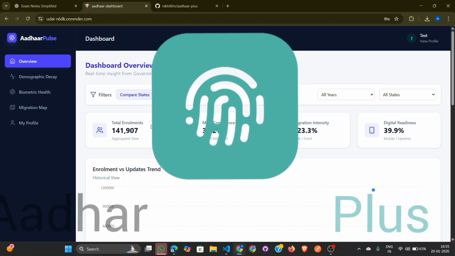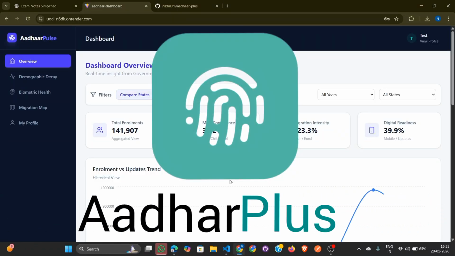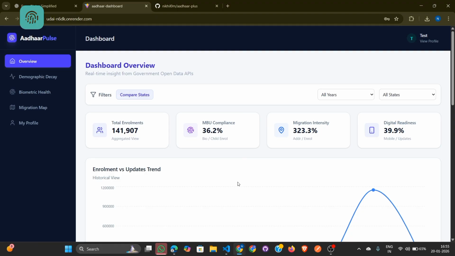Here's the solution: enter Aadhar Plus, the unified data analytics interface. Aadhar Plus is a lifecycle health monitor for the Aadhar ecosystem. Unlike traditional reports that track cumulative counts, Aadhar Plus tracks ratios and rates. It answers the critical question: is the infrastructure where the people live?